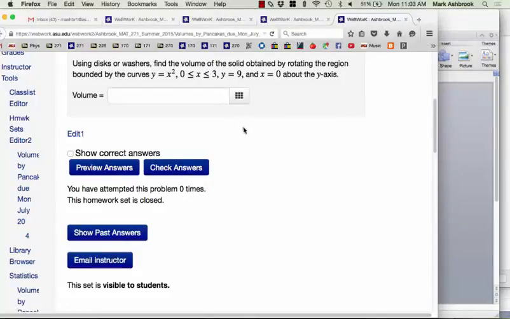Rotated about the y-axis. Express the volume formed by rotating about the y-axis.